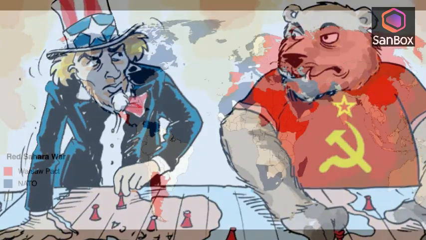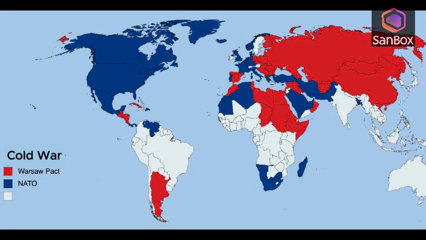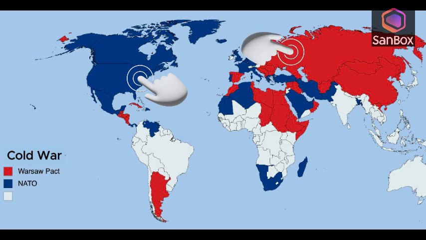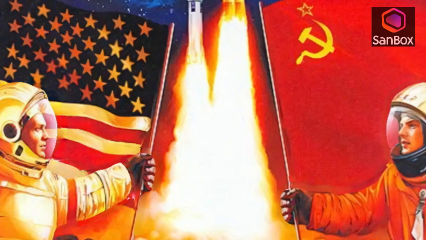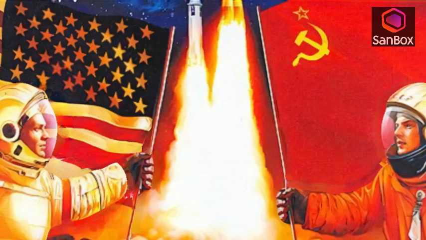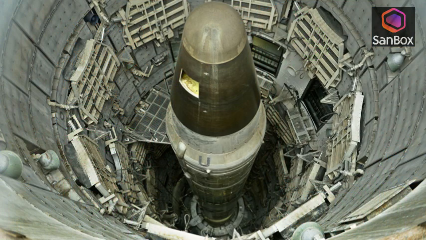increasingly apparent. During this period, the world was divided into two blocs: the Western Bloc, led by the United States and its NATO allies, and the Eastern Bloc, led by the Soviet Union and its Warsaw Pact allies. During this time, both sides engaged in an arms and space race, developing nuclear arsenals and competing for technological supremacy.